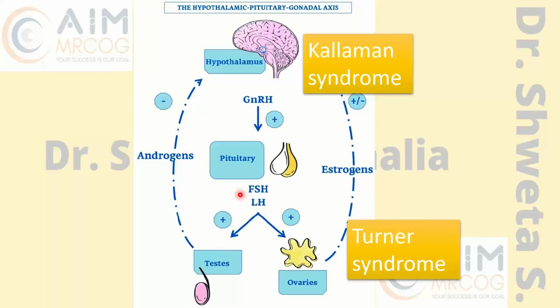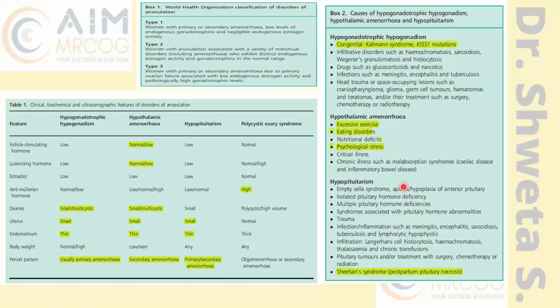Am I clear about the hormone picture? If it is coming from up, FSH and LH will be low. If it is ovarian failure, FSH and LH will be high and estrogen will be low. Am I clear about this? So this is all about hormones, how a normal hypothalamo-pituitary ovarian axis is going to give the woman a normal period.